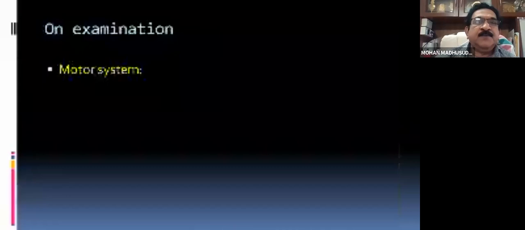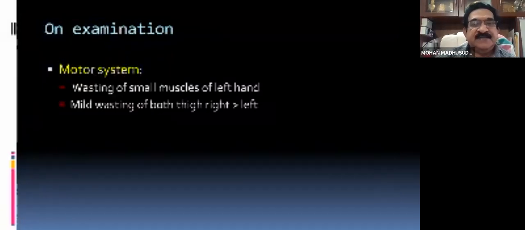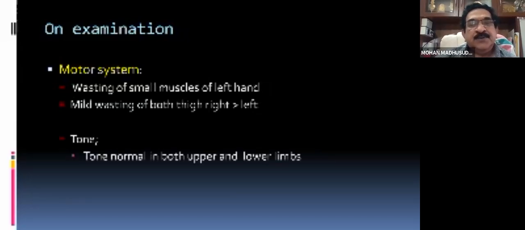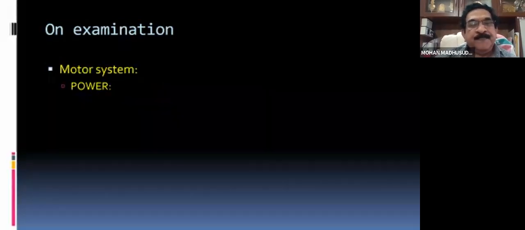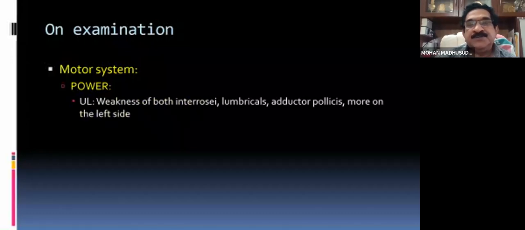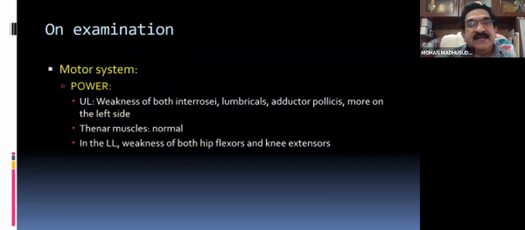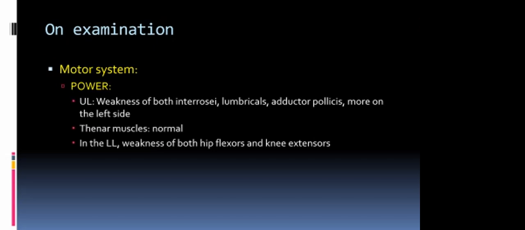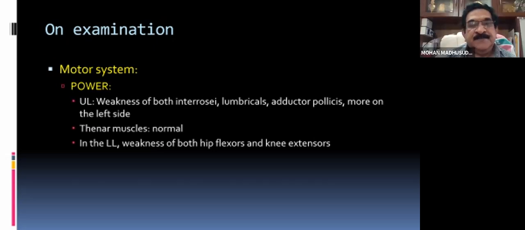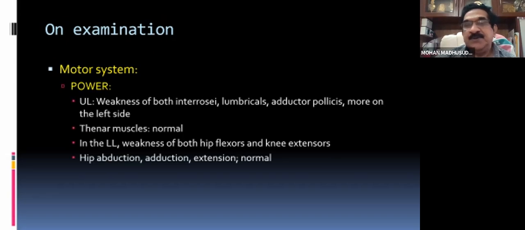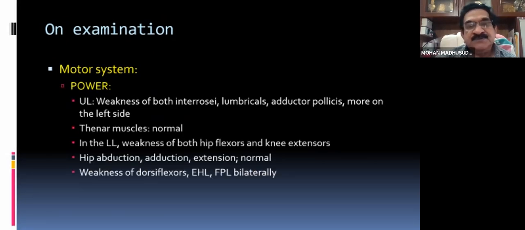So summarizing, motor system: wasting of small muscles of left hand, mild wasting of both thighs, right more than the left. Tone normal in both upper and lower limbs. Power in the upper limb: weakness of both interossei, lumbricals, adductor pollicis, more on the left side. Thenar muscles normal bilaterally. The lower limb: weakness of both hip flexors, knee extensors; hip abduction, adduction, extension normal. Weakness of dorsiflexors, flexor hallucis longus, flexor pollicis longus bilaterally.